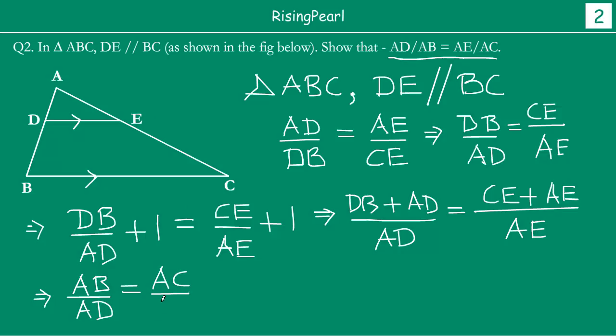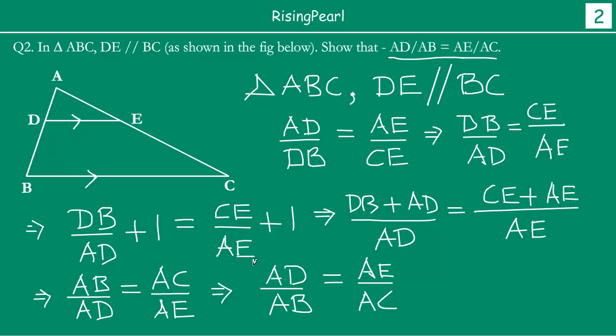AC divided by AE. If we take the reciprocal of this, we will get AD divided by AB is equal to AE divided by AC.